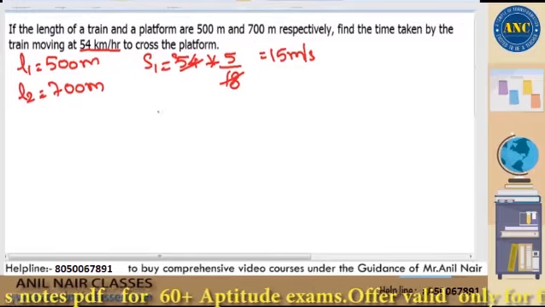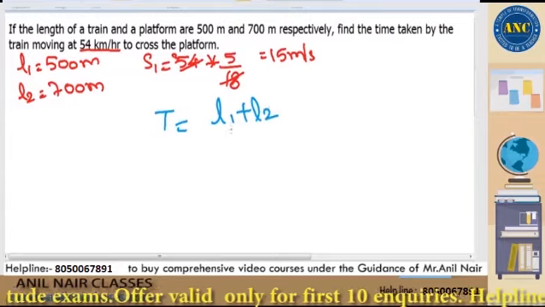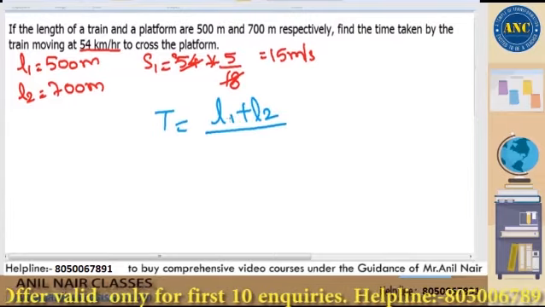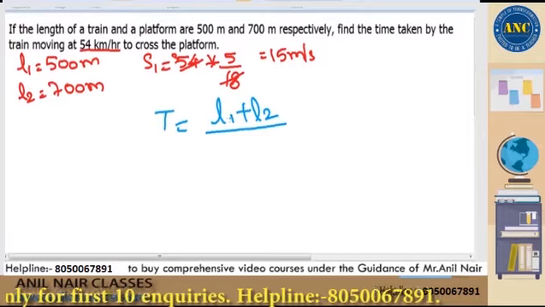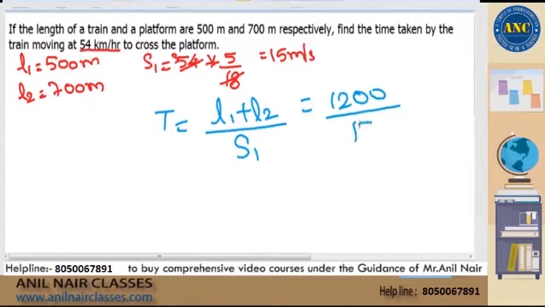This is the second condition, where it is a platform. So time is L1 plus L2 divided by only S1, because the platform is not moving, only the train is moving. So L1 plus L2 is 1200 divided by S1, which is 15. 15 into 8 is 120. So it is 80 seconds. I hope everyone is clear, sir.